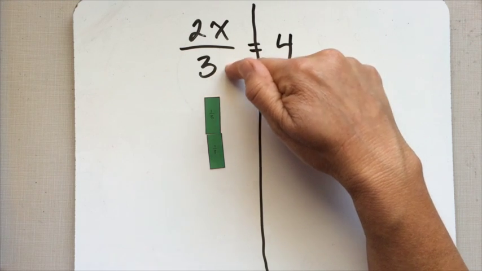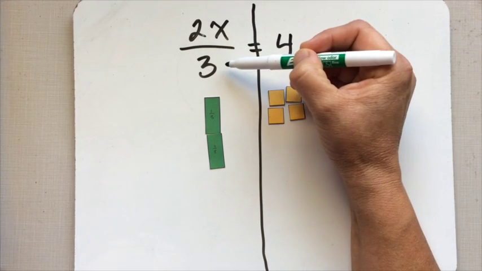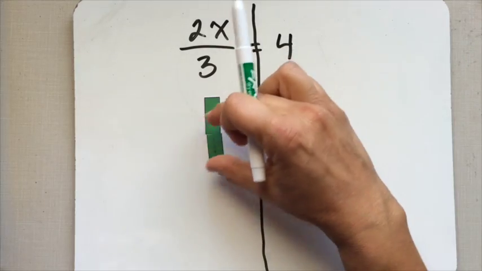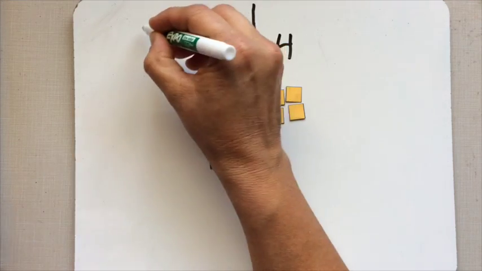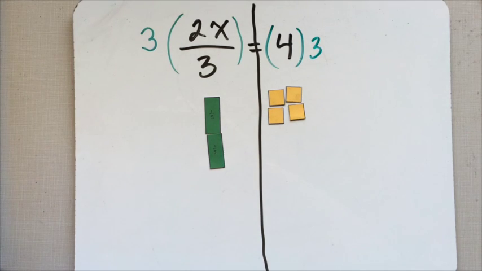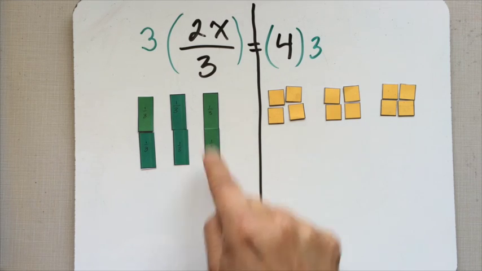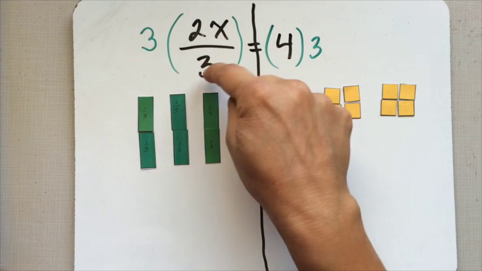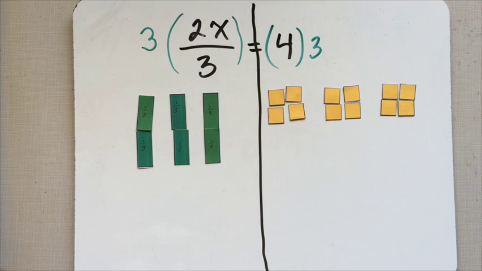Most students want to get rid of this 3 first because they don't like fractions, and that's fine. Let's get rid of the 3 first. 2x is being divided by 3 here, so let's multiply both sides by 3 so I can get 2 whole x's on this side of the equal sign. All right, so I've got 3 groups of this, right? Of 2x over 3. Here's 1 2x over 3, 2 2x over 3, 3 2x over 3. And I've got 3 groups of 4 ones over here.